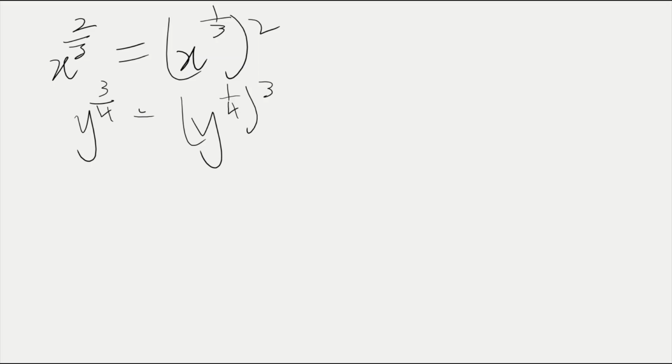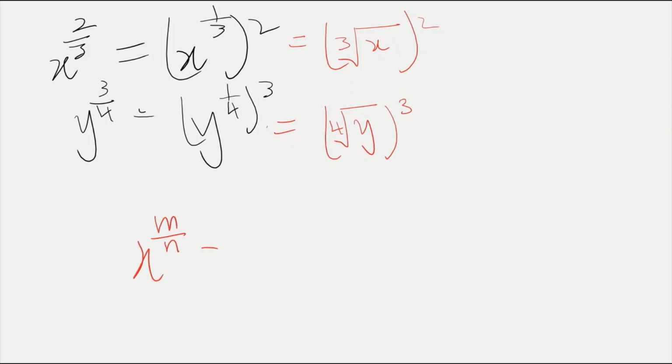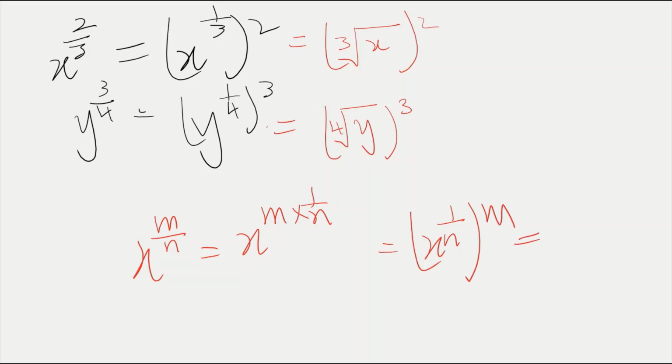You already know that a unit fraction gives a root, so we can rewrite these expressions in root signs like this. And here. In general terms, x to the power of m over n can be written as x to the power of 1 over n times m, equals x to the power of 1 over n, to the power of m, which also means the n-th root of x, to the power of m.